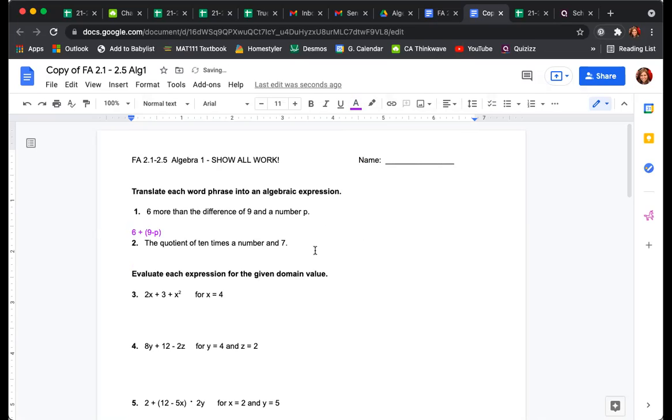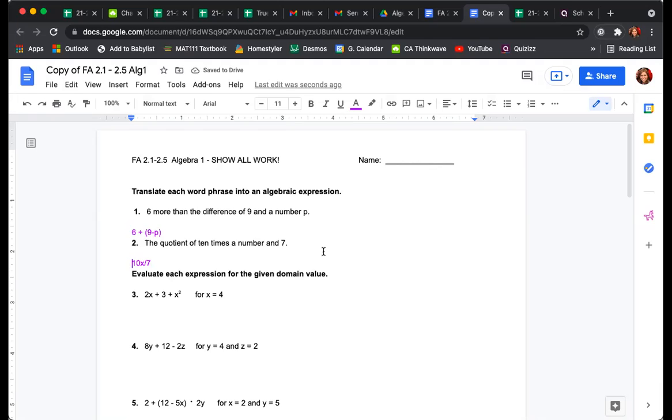Number 2, the quotient of 10 times a number and 7. The quotient is division, so I'm going to be doing a division algebraic expression. So the quotient of 10 times a number and 7. The quotient of 10 times some number, and the "and" is the other part of the quotient, or the denominator, if you will.